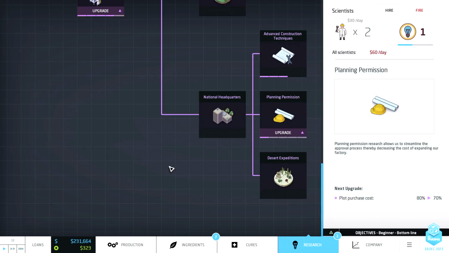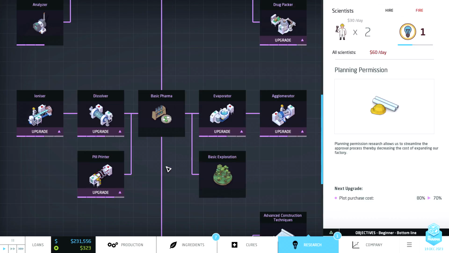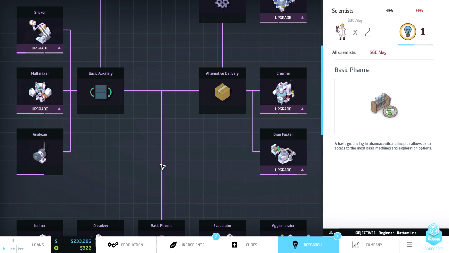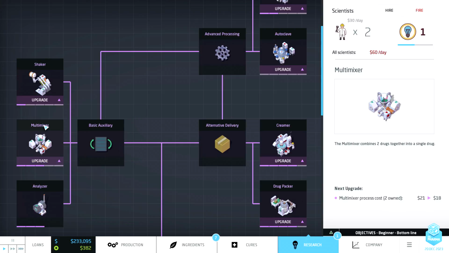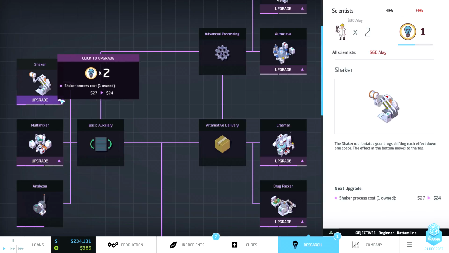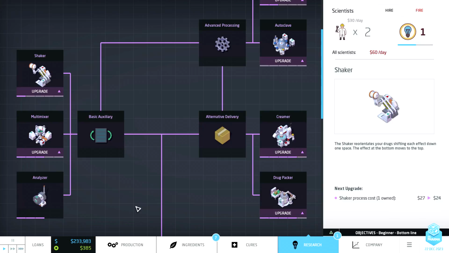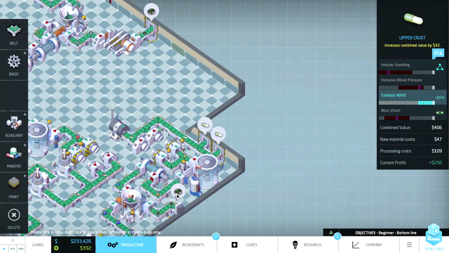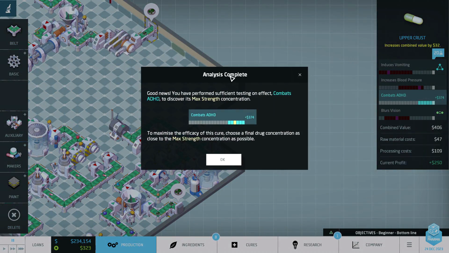The plot purchase cost, well, I don't need that anymore. That helped a little bit, but not as much as I had hoped. And yeah, that needs an upgrade at some point. All right, whatever. We got it. We're rolling here. Analysis complete. Yes, there we go. That's what I was looking for.